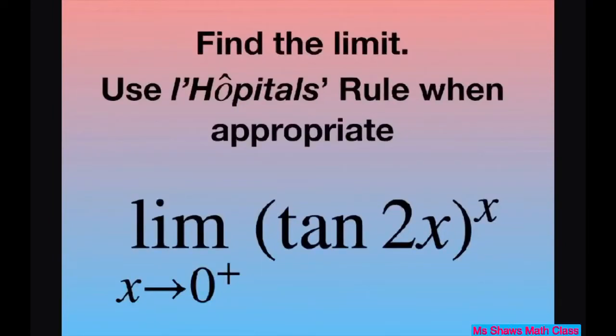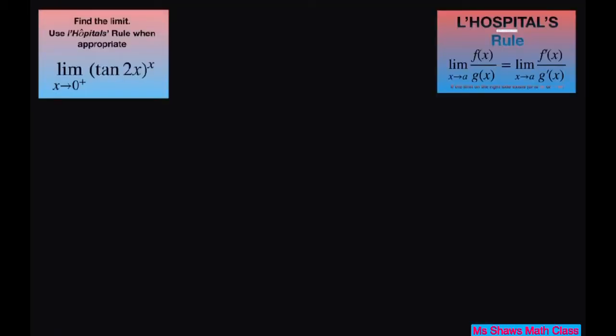Everyone, we're going to find the limit. We're going to use L'Hopital's rule to find the limit as x approaches 0 from the right of tan of 2x raised to the power of x. So it has the form, if you plug in the 0, 0 to the 0 power.